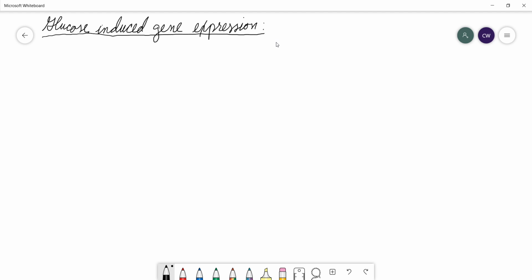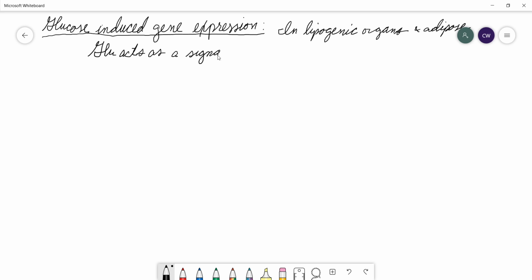Anyway, okay, so in various lipogenic organs, and in the adipose tissue, you can actually have glucose act as an expression upregulator. So the presence of glucose in those cells tells those cells that they need to start translating the DNA.